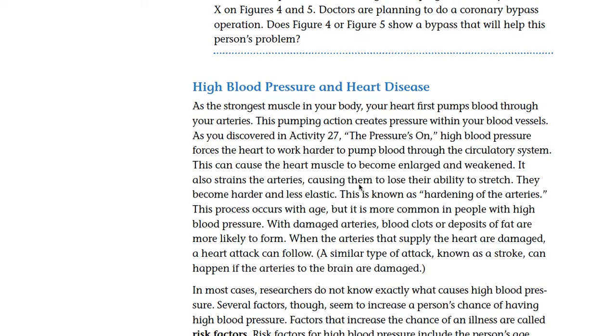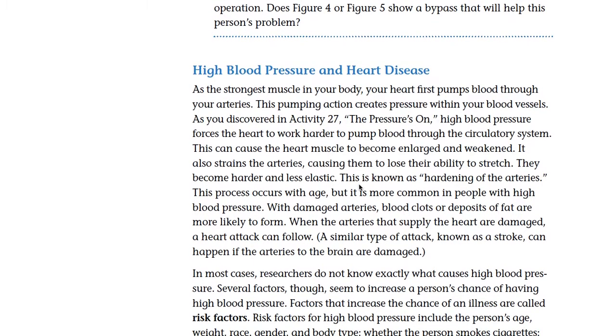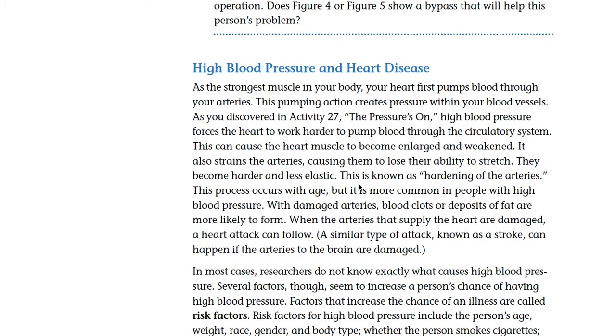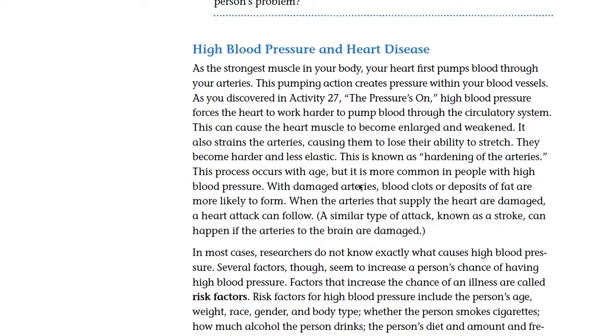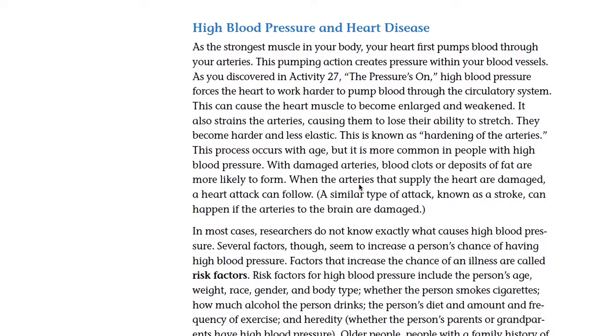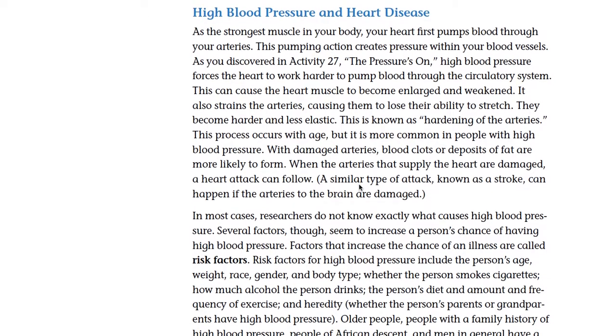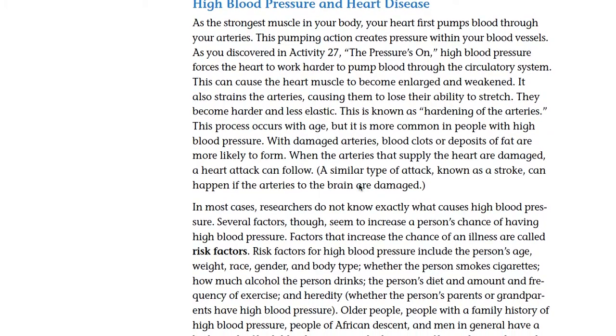It also strains the arteries, causing them to lose their ability to stretch. They become harder and less elastic. This is known as hardening of the arteries. This process occurs with age, but is more common in people with high blood pressure. With damaged arteries, blood clots or deposits of fat are more likely to form. When the arteries that supply the heart are damaged, a heart attack can follow.